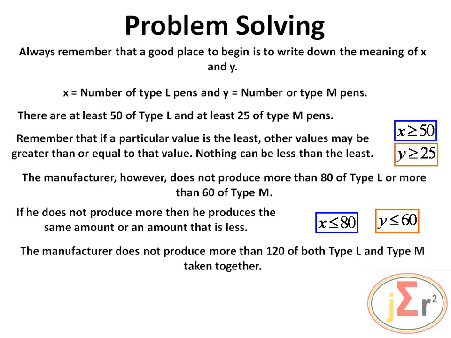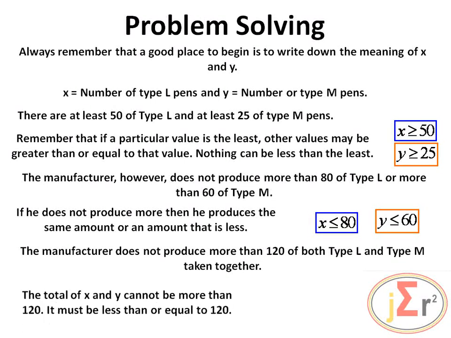The manufacturer does not produce more than 120 of both type L and type M taken together. So what do we do when we take them together? Simply add them. So the total of x and y cannot be more than 120. It must be less than or equal to 120.